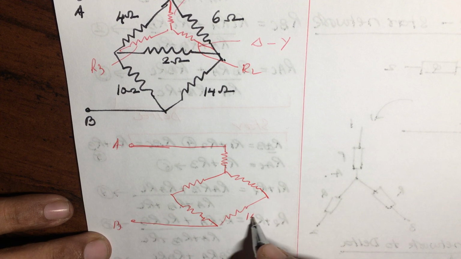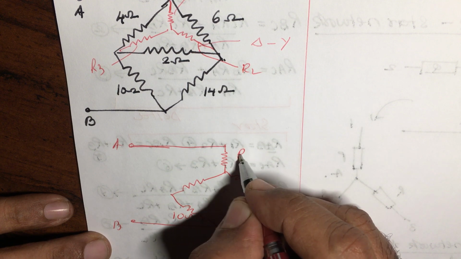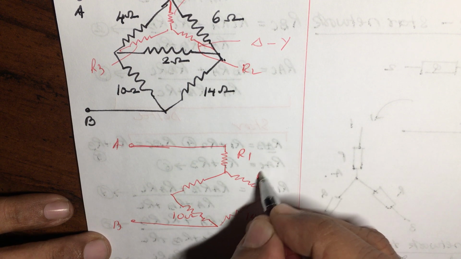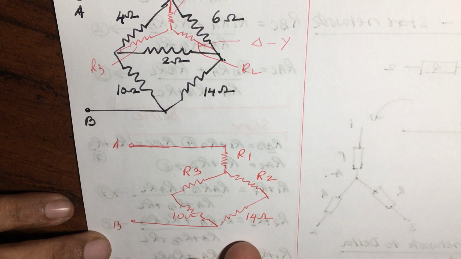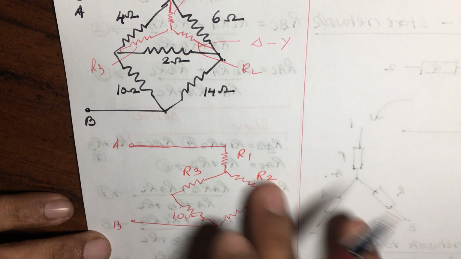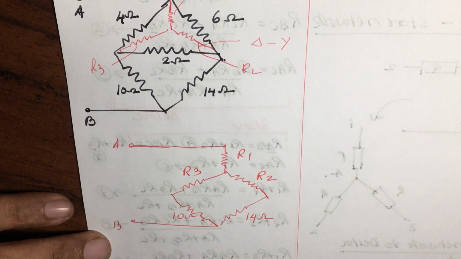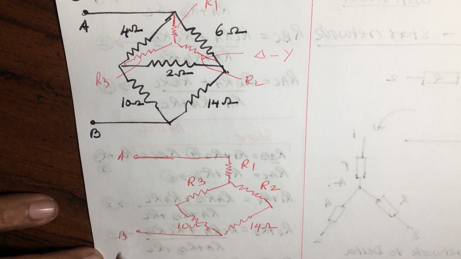So what is this? 14. This is what? 10. This is your R1, this is your R2, this is your R3. This becomes simple. How? These two are now in series, these two are in series, this and this parallel, and this parallel network is in series with that. Done deal. You can simply do it. Now you have to simply find the value of R1.